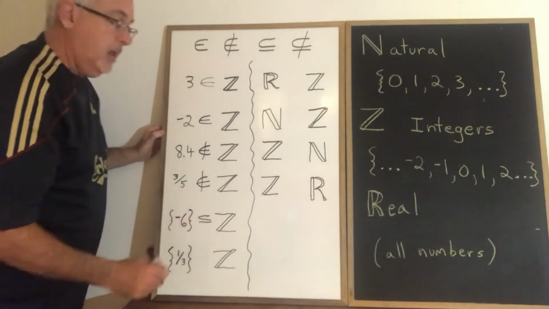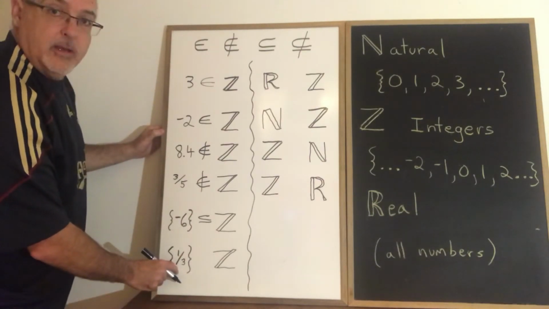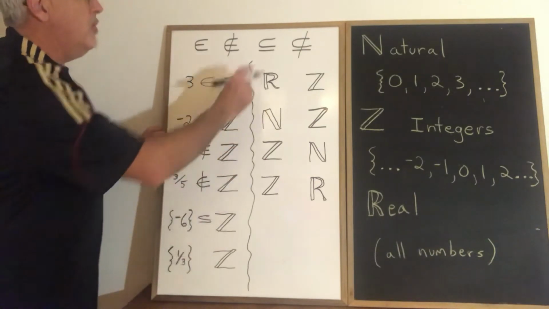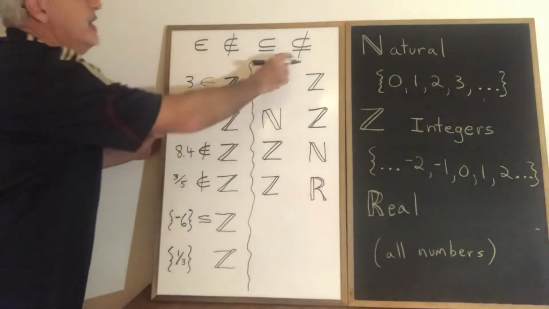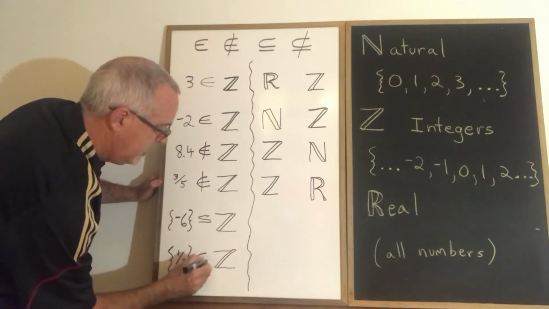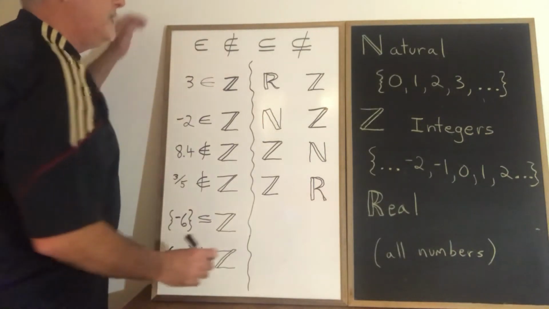Now this set has 1/3 as its only element, and it is a set, so I want to use one of these symbols, but since 1/3 is not an integer, I'm using this symbol. The set that includes 1/3 is not a subset of integers.